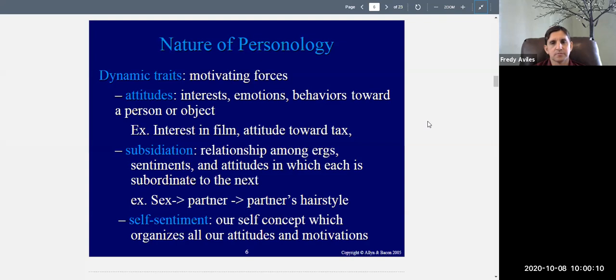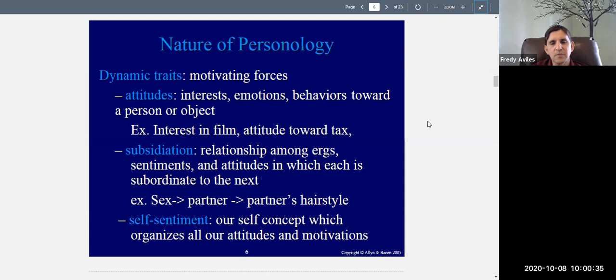So attitudes imply that you think something is good or bad, that you like it or you don't like it. Those are attitudes. Subsidiation refers to how things are related, like the relationship among ergs, sentiments, and attitudes. Because they are similar, they're all dynamic traits, but how are they related?